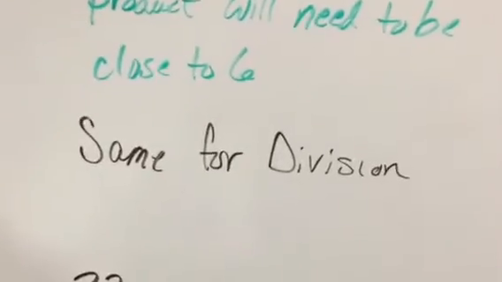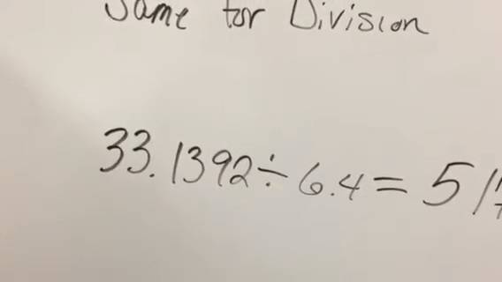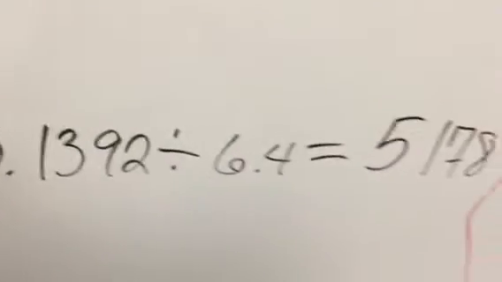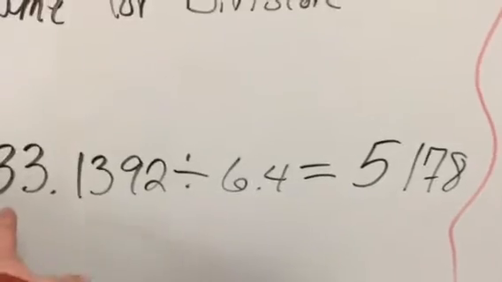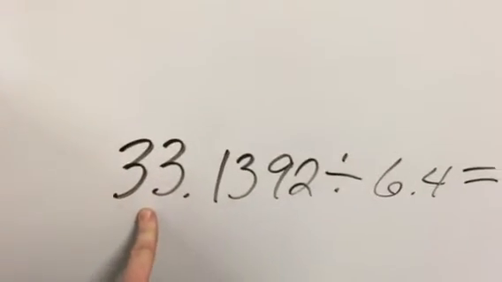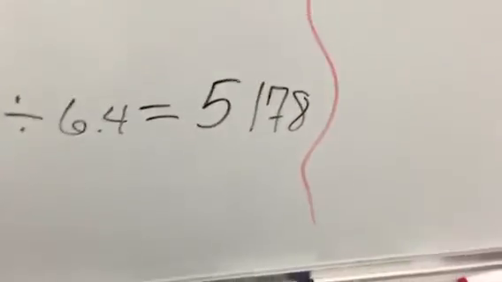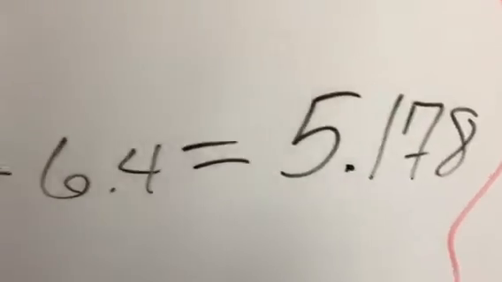Well, the same is true for division. If I have 33.1392 divided by 6.4, I look at that and I say, well, my answer can't be 5,000. So I think, well, 33 is close to 30. And 30 divided by 6 is 5. So my answer must be close to 5. So the decimal point needs to go right there.